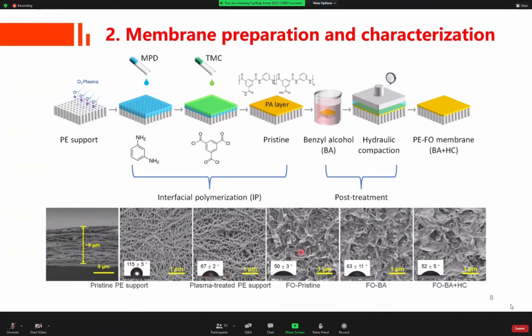After IP, an active layer with the characteristic ridge and valley morphology is formed on the treated PE support. After benzyl alcohol post-treatment, no noticeable change in the surface morphology can be observed, while after further post-treatment of hydraulic compaction, the membrane shows a different surface morphology, with flattened nodular structures stacked together. Perhaps swelling by benzyl alcohol reduces the modulus of the polyamide layer. Thus, the polyamide layer is prone to deformation when experiencing hydraulic pressure.